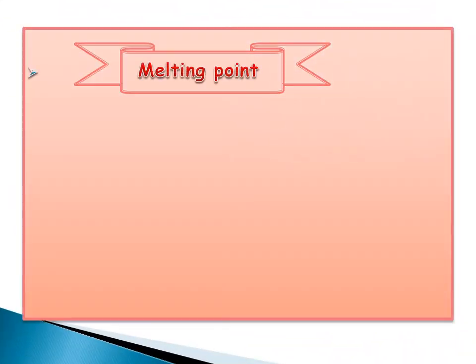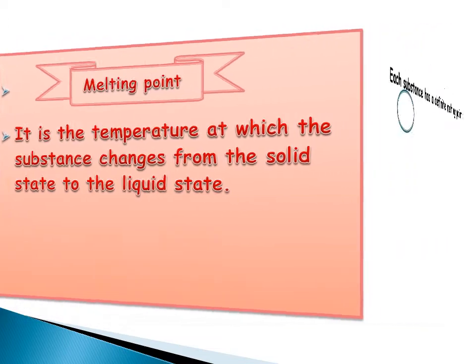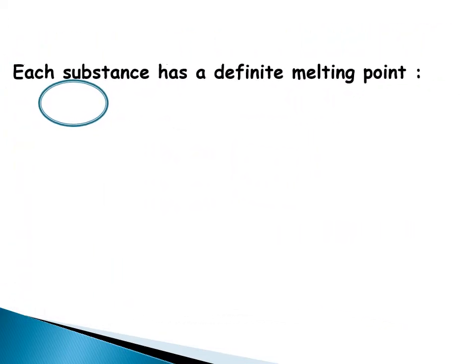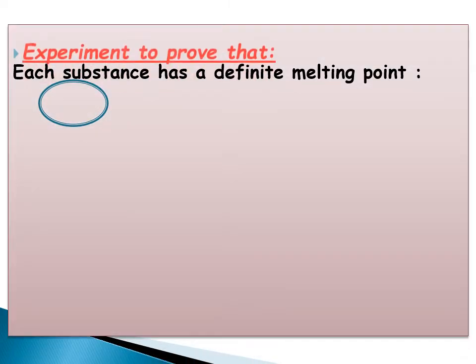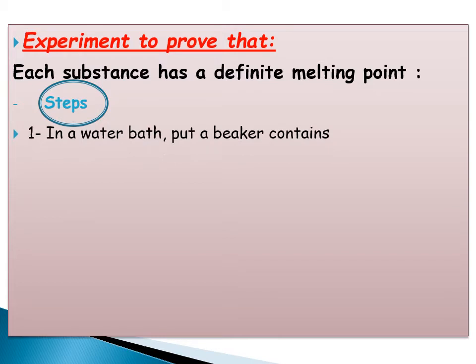So what's meant by melting point? Melting point is the temperature at which the substance changes from the solid state to the liquid. Each substance has a definite melting point. We can do an activity to prove that each substance has a definite melting point.